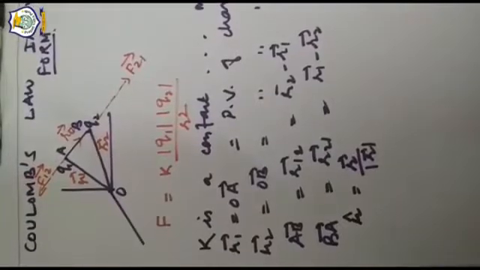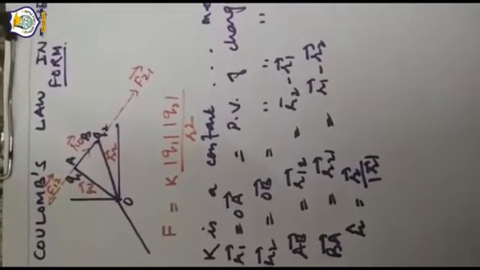Hello students, today I am going to explain Coulomb's law in vector form. As we have already discussed Coulomb's law in detail, today we are doing it in vector form. To consider it in vector form, we need to take the position vectors, unit vectors and all. So here also, let's consider two point charges Q1 and Q2.